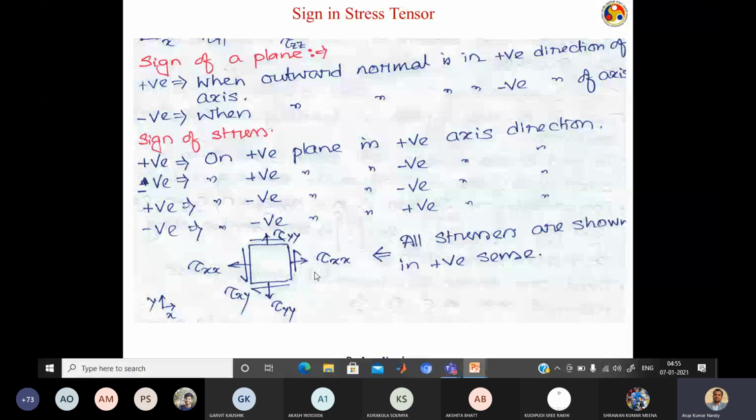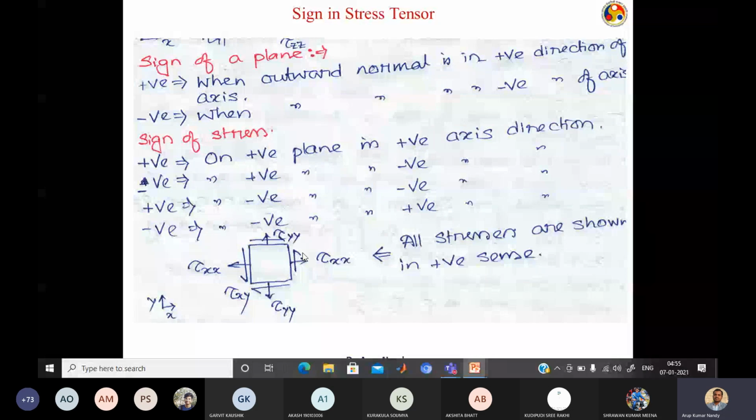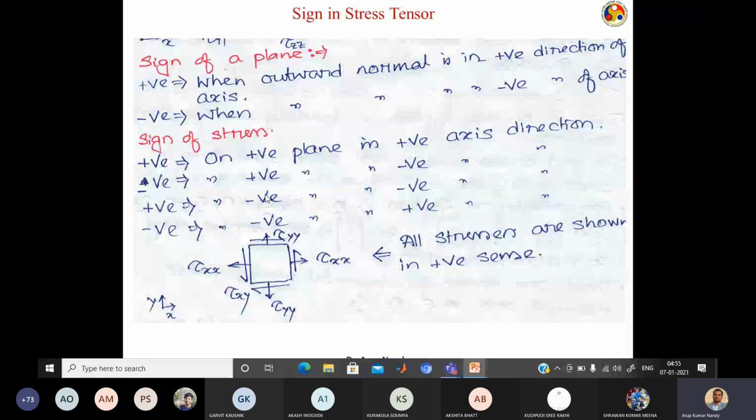Now you see on this positive x plane, as I told, how we define the sign of stress. On positive plane, in positive direction. So on this positive plane, this is in positive x direction and this is in positive y direction, right? So these are positive stresses. Whereas on negative plane, stresses are positive if they are in negative direction. So on this plane you can see tau xx is positive in this direction. So on negative plane, negative direction, stresses are positive.